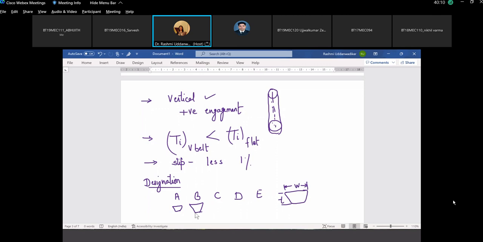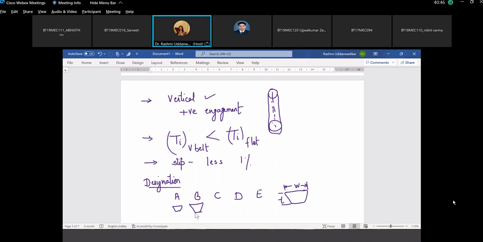What is the width given for belt type C in millimeters? Yeah, it's given 22. And what is the thickness given? Nominal thickness? 14, right. So as you move from A to E, the width increases from 13 to 17 to 22, 32 to 38, and thickness increases from 8 to 23. And accordingly, the dimensions of the pulley diameter that we'll be selecting also increase.